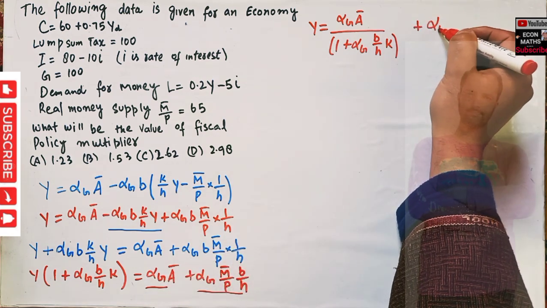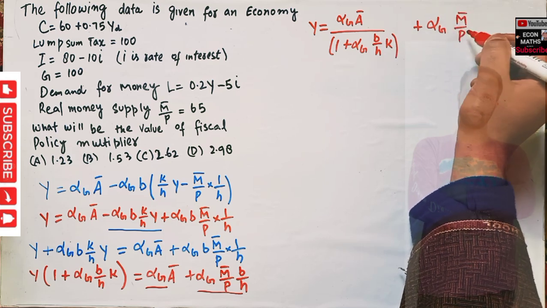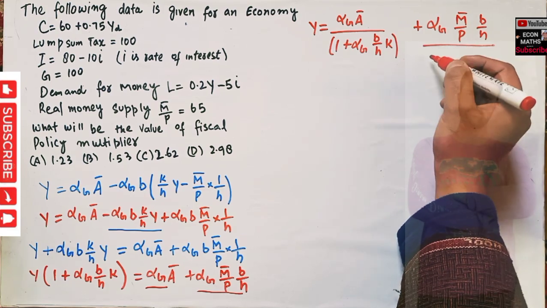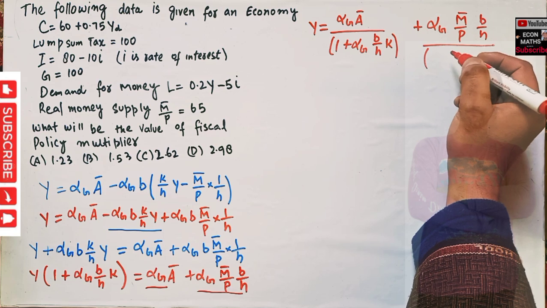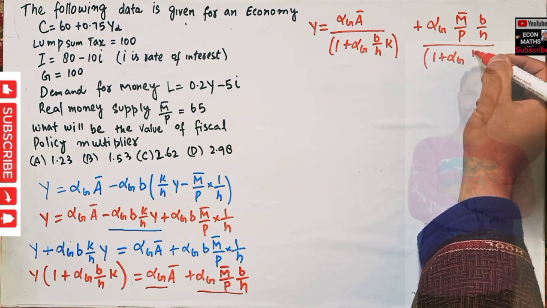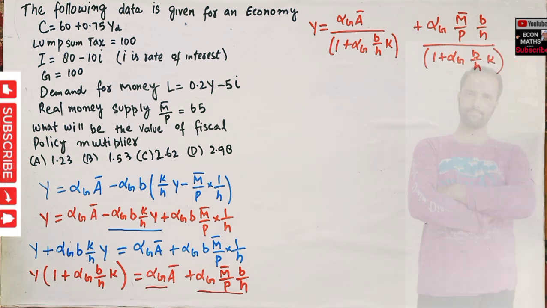plus we have alpha g M upon P and B upon H. I hope I have made the calculation right, and this term will get divided to this term also. Okay, so we have 1 plus alpha g B upon H K. I hope I am making myself clear.